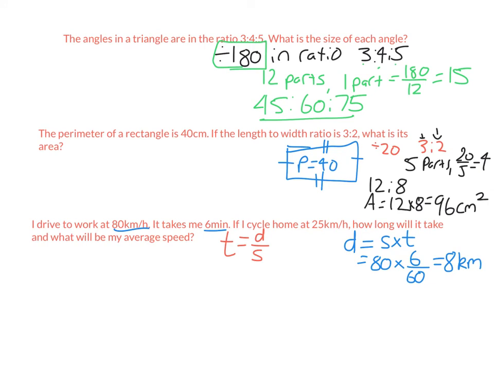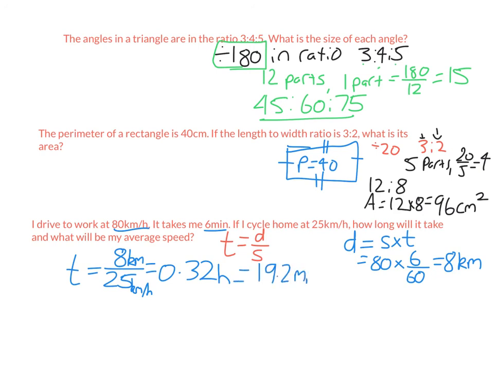So how long will it take me to cycle 8 kilometers at 25 kilometers an hour? The time will just be distance over speed. If you put that on your calculator, you get 0.32. So you're probably thinking to yourself, what does that actually mean? Well, remember the 8 was kilometers and the 25 was kilometers per hour. So this is 0.32 hours.